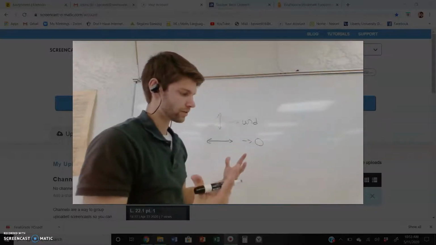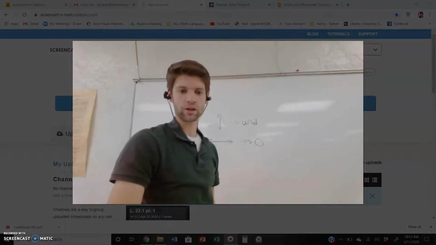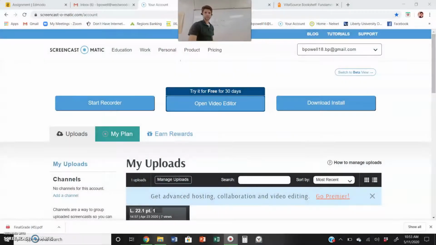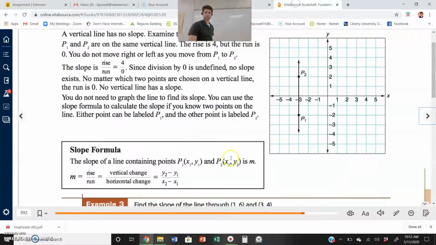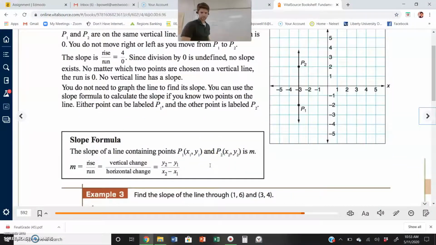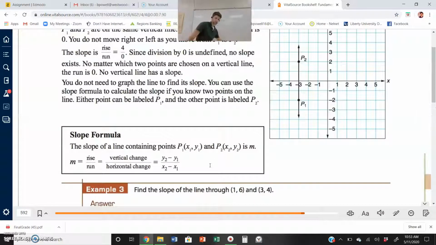Now, the last section in our book, let's go back to our book, says a formula, and you need to know this formula. It says rise over run is equal to y2 minus y1 over x2 minus x1. And what does that mean? X1, Y1, X2, Y2? What does that even mean?